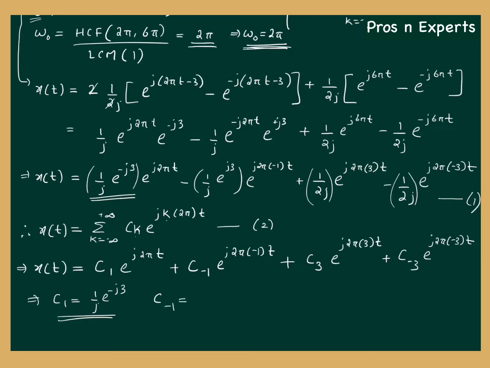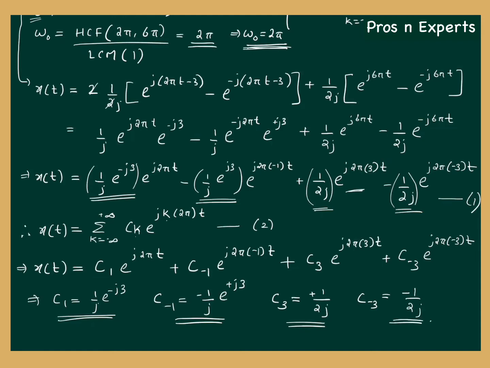c minus 1 is equal to, what is c minus 1? This thing, minus 1 by j, don't forget the minus sign, minus 1 by j e raised to plus j3. Okay, then what is c3? c3 is the coefficient of this signal, that means 1 by 2j plus 1 by 2j, and finally c minus 3 is equal to this thing. Again, do not forget the minus sign, that is minus 1 by 2j. Okay, so that's the final answer.